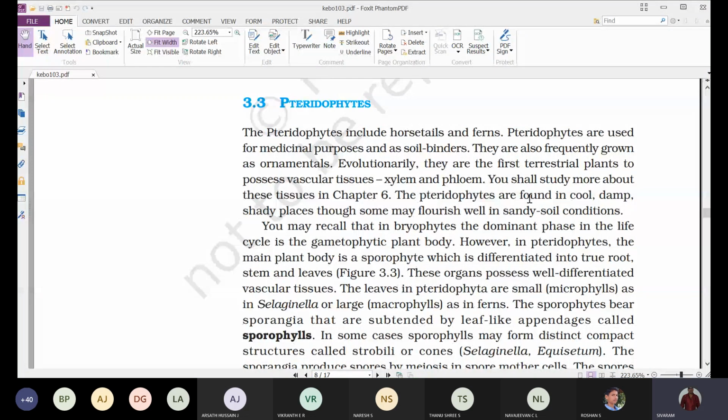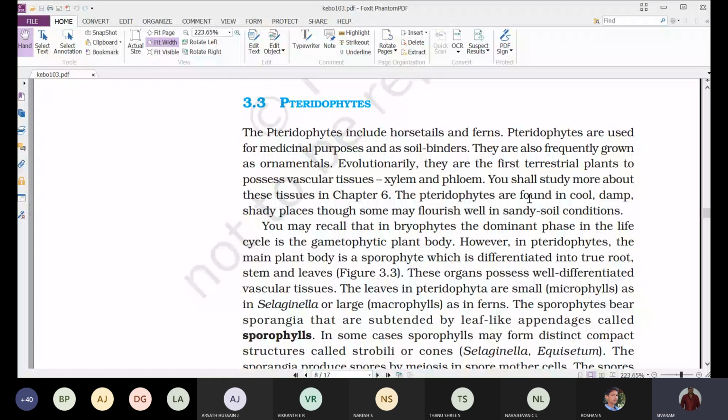That's why the presence of xylem and phloem made the pteridophytes live as a terrestrial habitat, and they are successful terrestrial plants. The first successful terrestrial plant, because of the presence of vascular tissues. And next, where do pteridophytes usually grow?